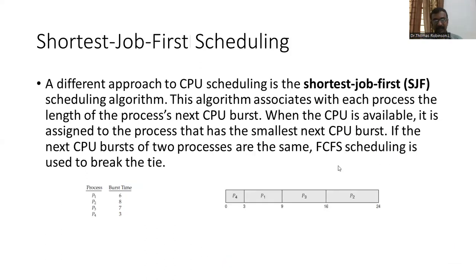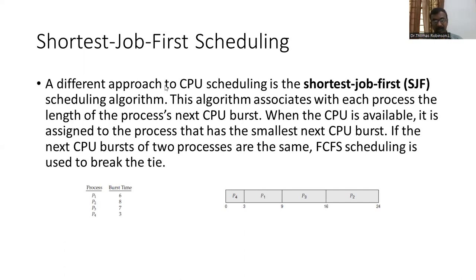Okay. So the next algorithm is known as the shortest job first scheduling algorithm, which we call SJF. In this scheduling algorithm also we have processes, P1, P2, P3, P4. We have taken 4 processes. For P1, the burst time is 6, P2's burst time is 8, P3's burst time is 7, and P4's burst time is 3.